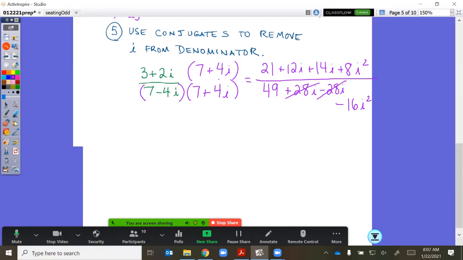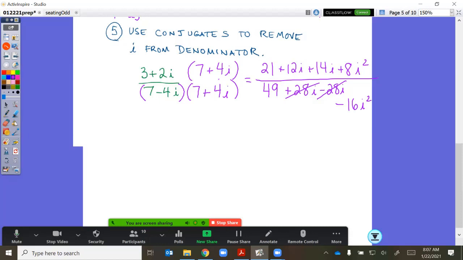Now, you can also say 3 times 7, 3 times 4. So is that like 28i's on the bottom? Yeah, they're both 28i's. These guys are conjugates, right? Do you see that they're conjugates, 7 minus 4i and 7 plus 4i? That means the middle terms will always cancel. So to be honest with you, I almost never write them down because I know they're going to cancel, so why would I bother?